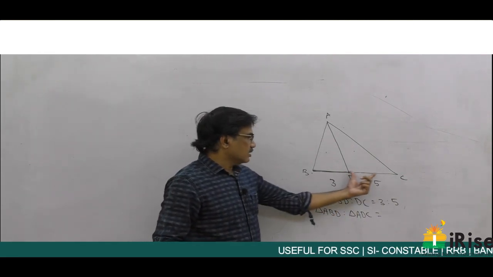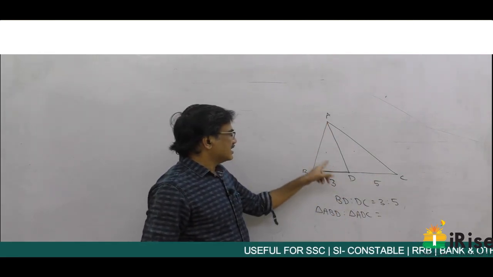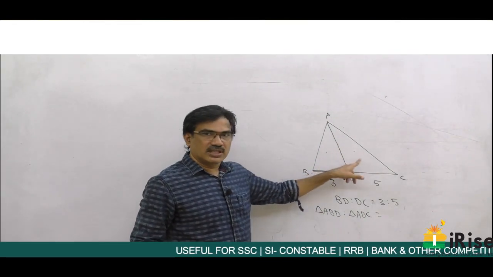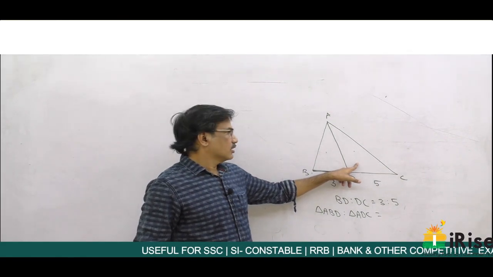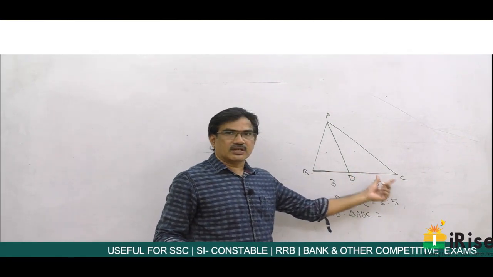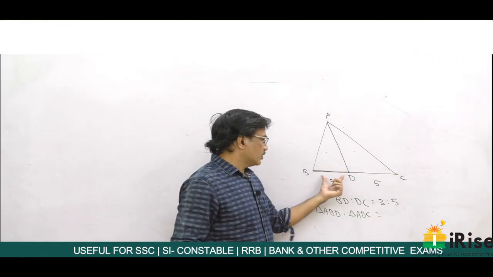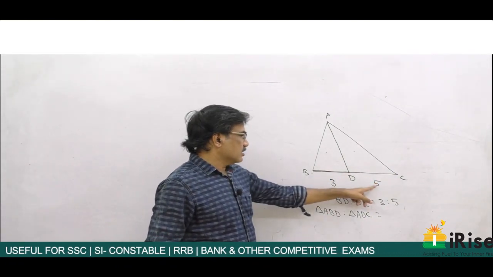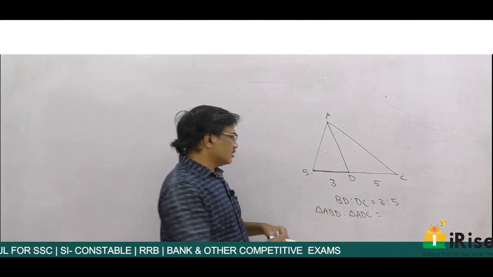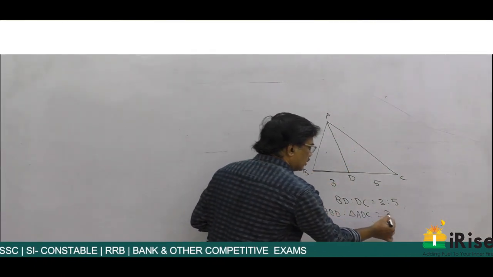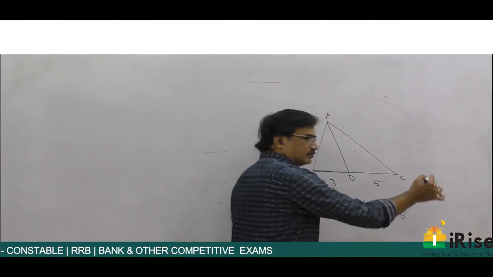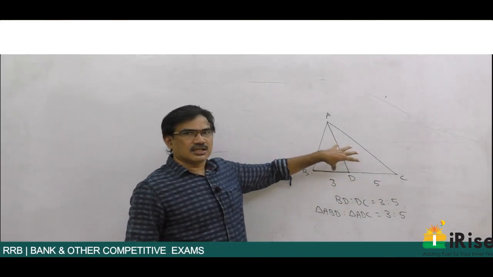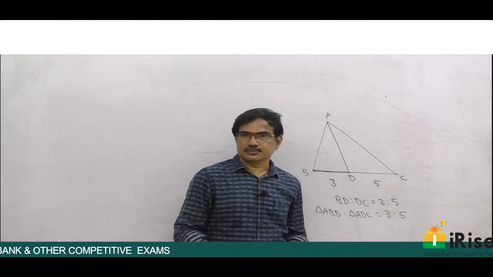Here the bases are different but the height is the same for both triangles. If the height is the same for both triangles and the bases are different, then the areas are in the ratio of their bases. So if the bases are in the ratio 3 is to 5 and the heights are the same, therefore the areas are also in the ratio 3 is to 5. So I want to use this concept to solve this problem.